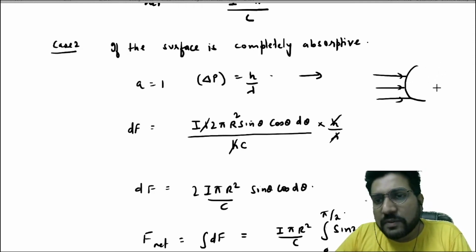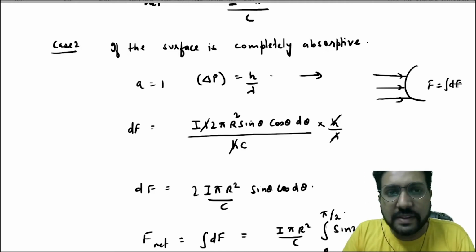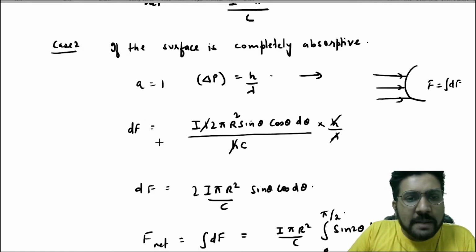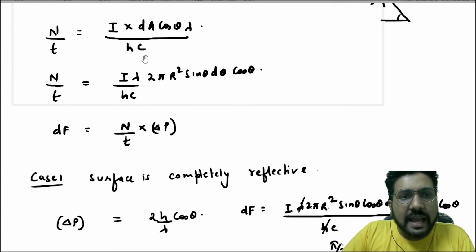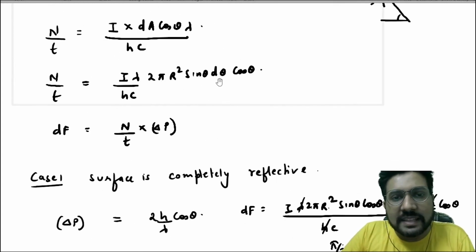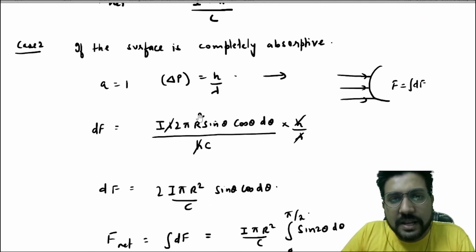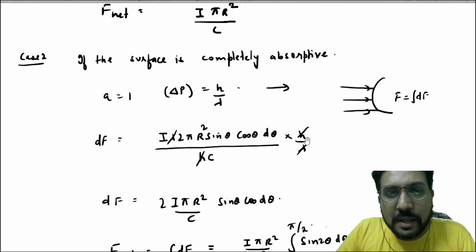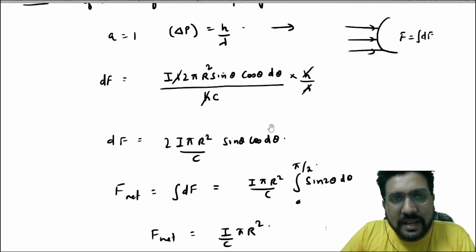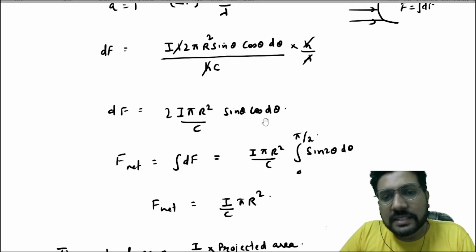So this time you will say that f is directly equal to integration df, but for that first we have to find df. Now you know that df is equal to n by t into change in momentum. The n by t value is the same, that is equal to I lambda 2 pi r square sine theta cos theta d theta divided by hc. We put it here, and just the change in momentum this time is not 2h by lambda cos theta, but it is h by lambda. Lambda will get cancelled out, h will get cancelled out, and you will get df equal to 2I pi r square by c sine theta cos theta d theta.